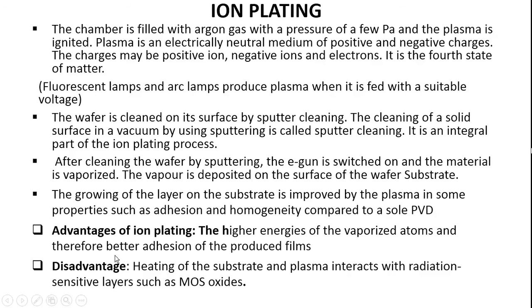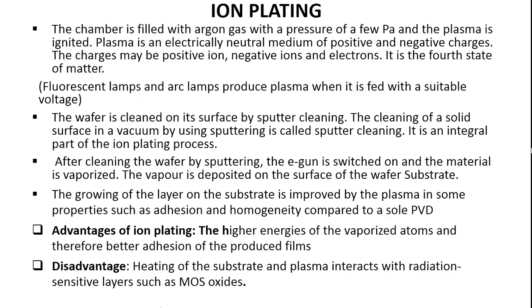Okay, then what is the disadvantage? The disadvantage is the heating of the substrate, and the plasma interacts with radiation sensitive layers such as MOS oxide. Suppose if metal oxide silicon is the layer to be formed, in such cases, of course, the heating of the substrate and the plasma interacts with this radiation sensitive material such as metal oxide silicon like materials. That is the main disadvantage. Okay, with this we conclude ion plating.